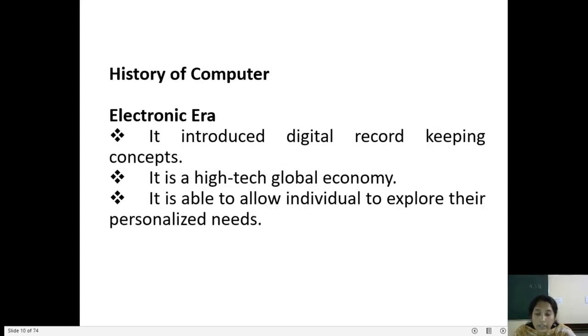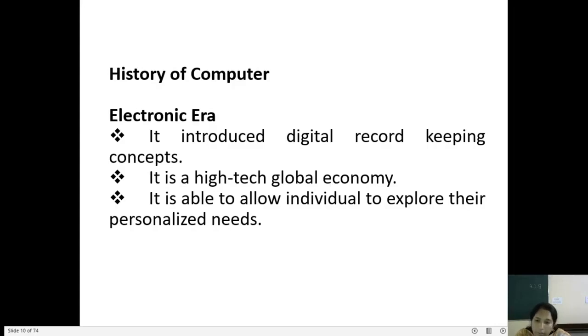language. And then next it comes to the electronic era, where this concept was updated and upgraded, and they introduced the digital record keeping concept, and high tech global companies and many individuals explored, and it was updated, and many computers were introduced at that time. We will understand how the generations will be. This is only a brief history which I am giving you, telling you how things change.